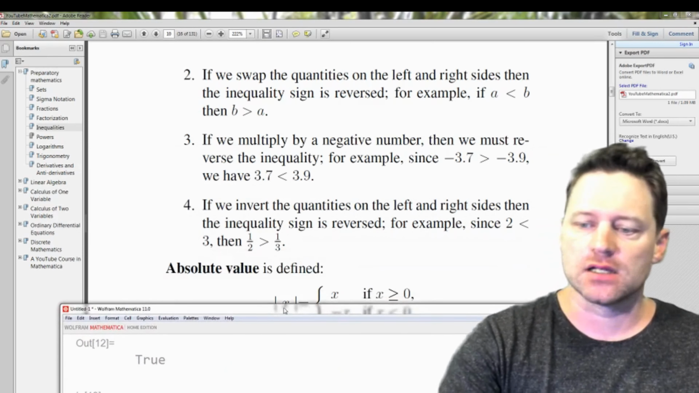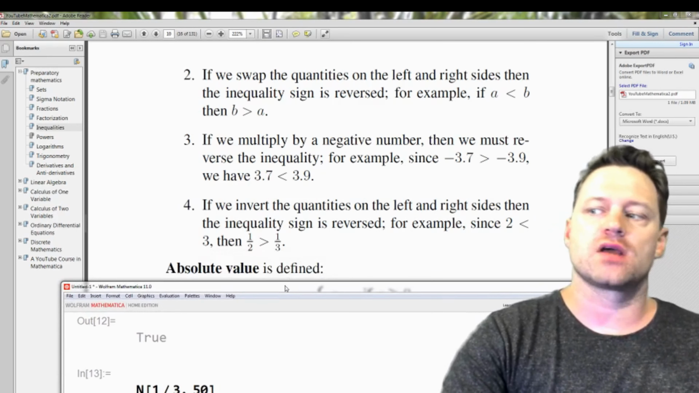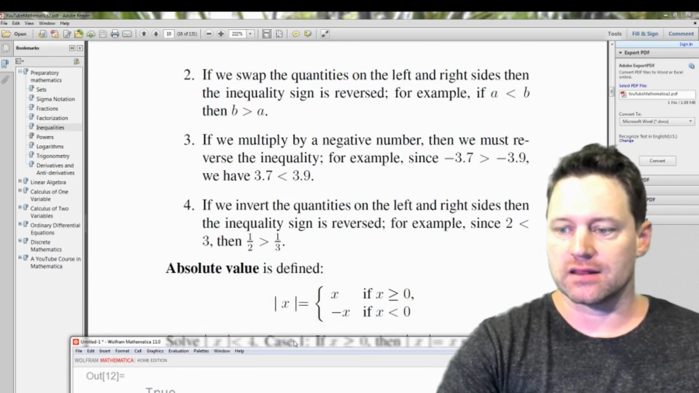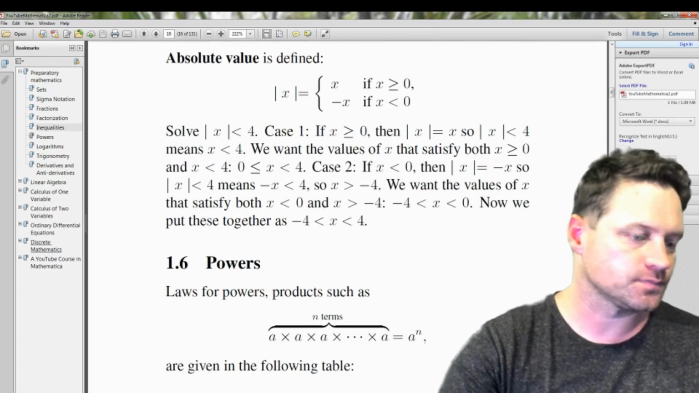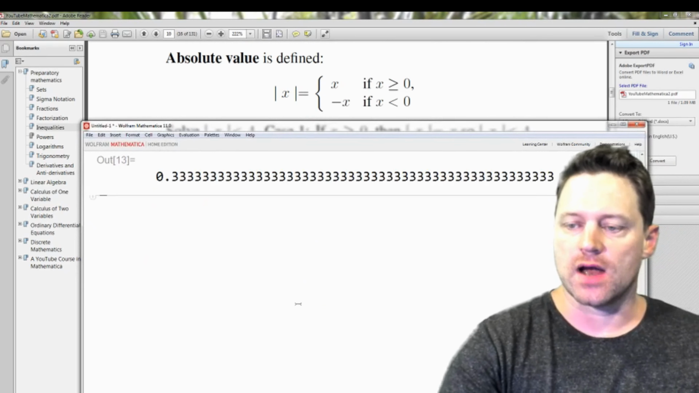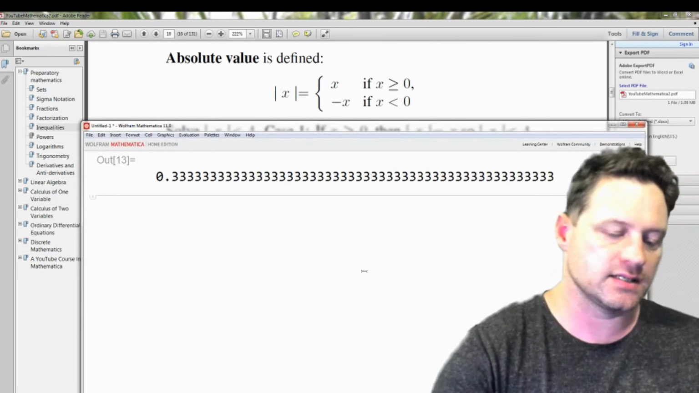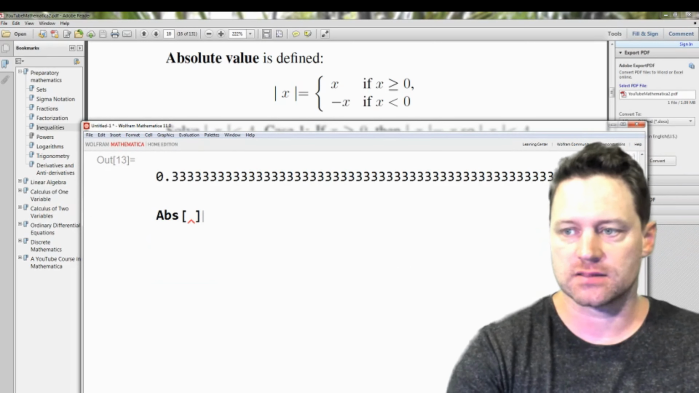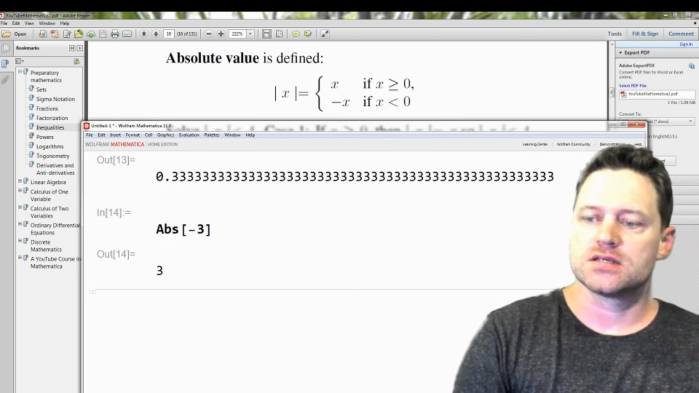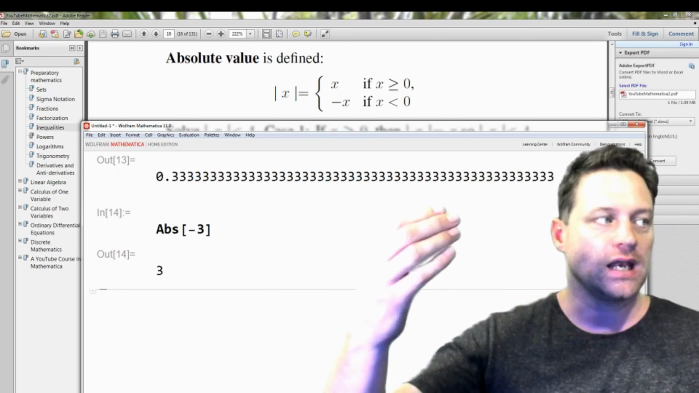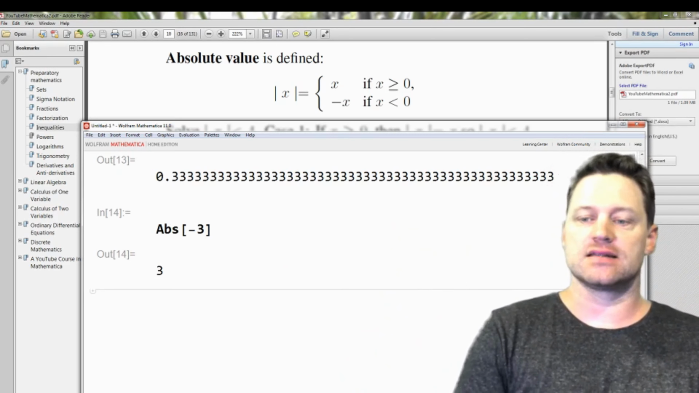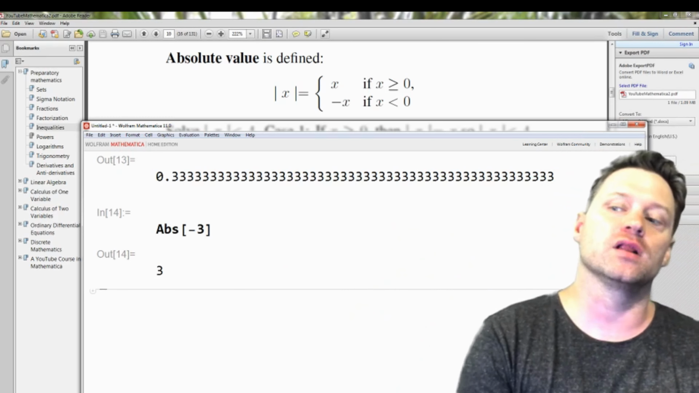Yes, we've said that. Absolute value. So absolute value also comes up when you are dealing with inequalities. Let's have a look at the definition of absolute value. Now in Mathematica, that is ABS. So ABS, for example, let's try ABS minus 3. Shift Enter, it's 3. So what it does is it takes a negative value and just gives the positive version of it. In other words, the distance that number is to the number 0 on the number line.